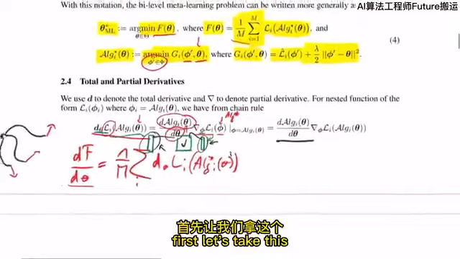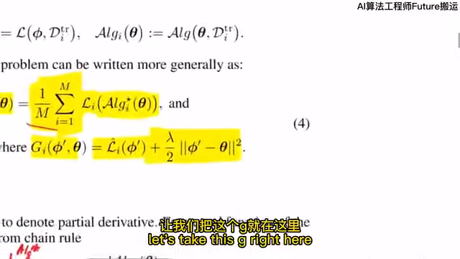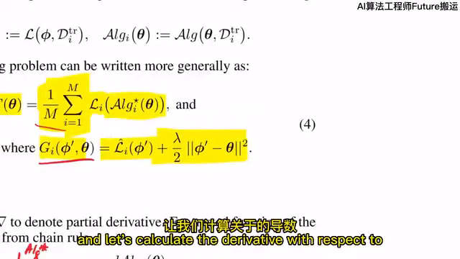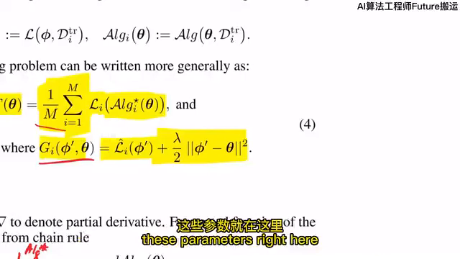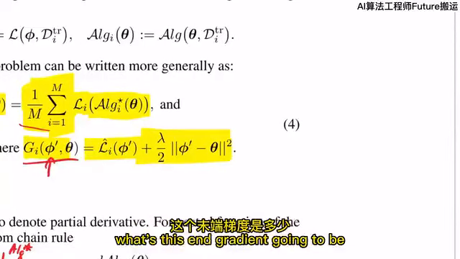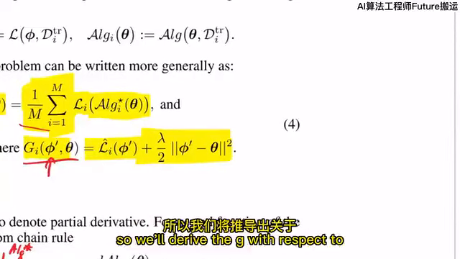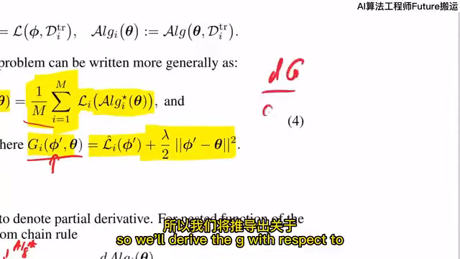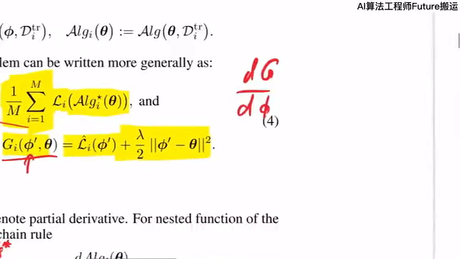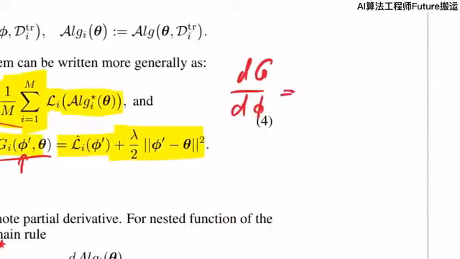First, let's take this g function right here, and let's calculate the derivative with respect to these parameters. So let's go for this inner gradient. What's this inner gradient going to be? We'll derive the g with respect to these parameters.